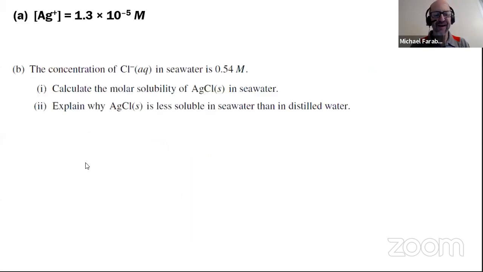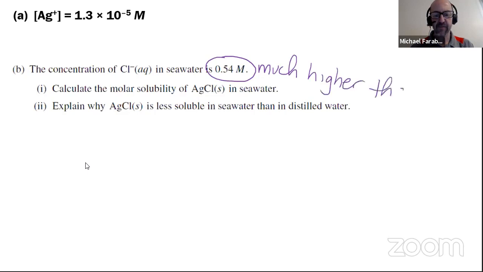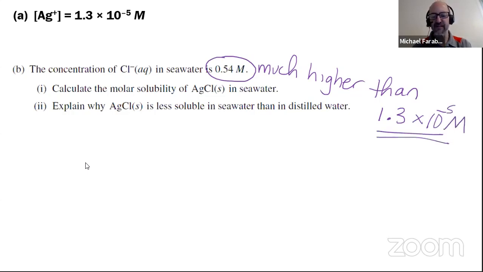The concentration of chloride in seawater is 0.54 moles per liter. Now notice that this number here is much higher than 1.3 times 10 to the negative 5. So that would be the concentration of chloride if you were just dissolving silver chloride in distilled water, pure water. The fact that there is already a rather high concentration of chloride present in seawater.